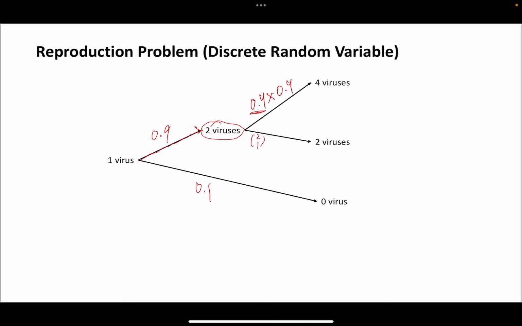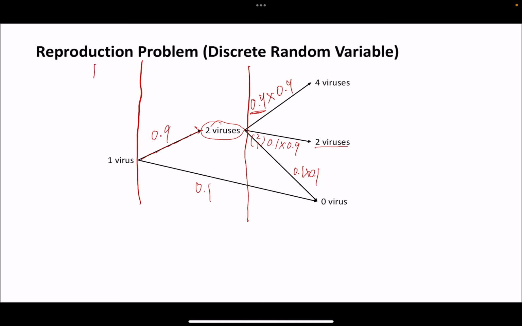The second scenario is that one of these viruses will die and the other virus will evolve. Hence, we can choose two: either virus 1 survives or virus 2 survives. Hence, we have two scenarios, which is to choose one. The probability of one virus dying and one virus surviving is 0.1 times 0.9, and for this particular outcome, we will end up with two viruses. The third scenario is that both viruses will die. This case is 0.1 times 0.1. Both viruses will die, which leads to 0 viruses in the third generation.